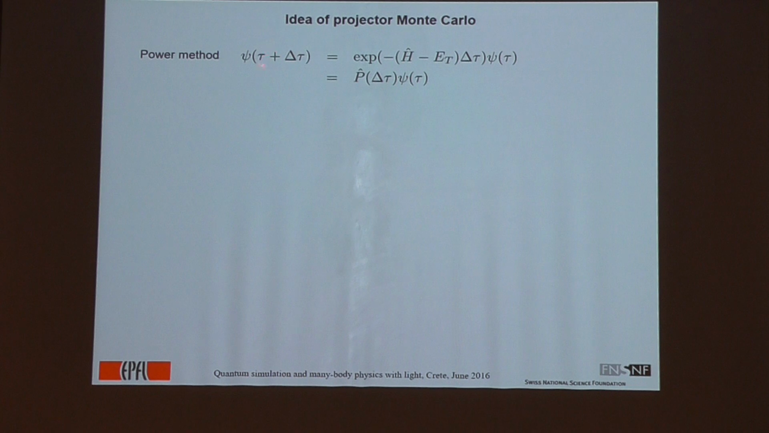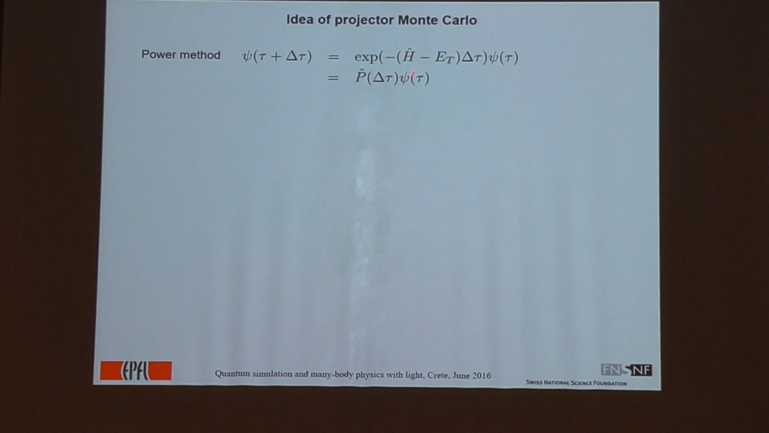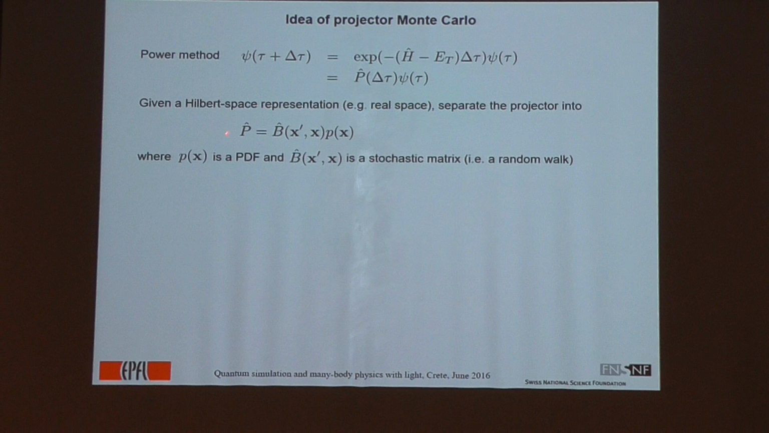Projector Monte Carlo means that if you want to compute a time step with this propagator here, this is called a projector. Okay. The strategy is the following. You try to write this projector as the product of two objects. One object should be a stochastic matrix. A stochastic matrix is just the matrix that propagates a random walk, Brownian motion. Okay, it's positive, everywhere positive and normalized to 1. So it's like a multivariate Gaussian. Okay, and this is what propagates a random walk, and this is the remainder.